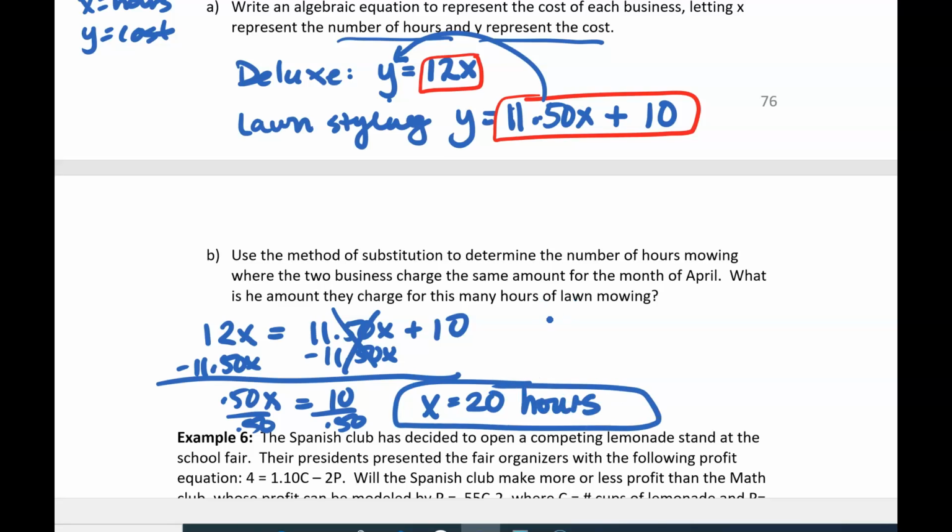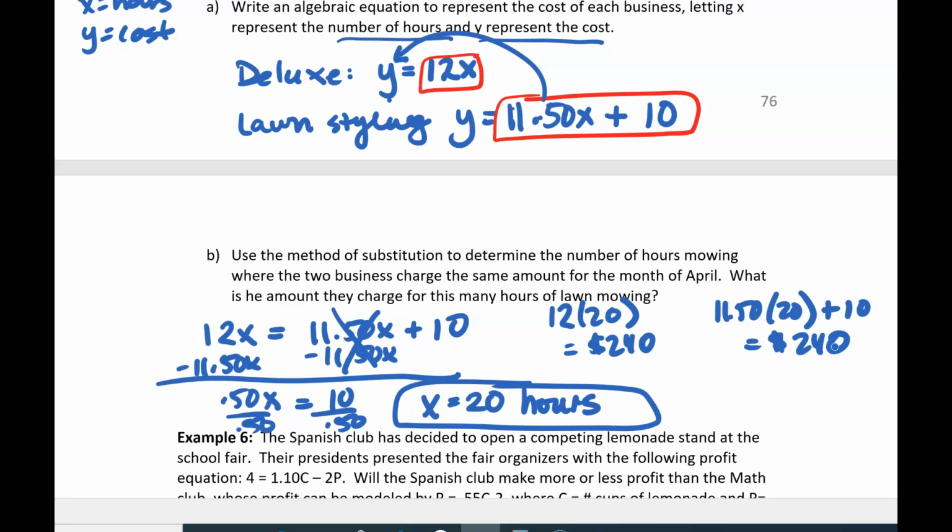And we can figure out the price by just plugging in 20. If I do 12 times 20, then I end up getting $240. I could plug 20 into the other equation, and you should get the same price, and you do. You end up getting $240. So at 20 hours of lawn cutting, they end up costing the same.